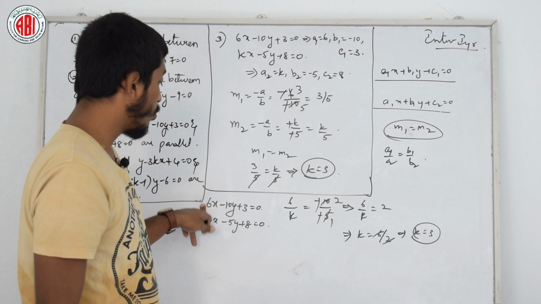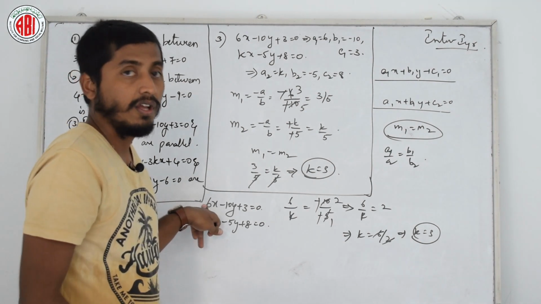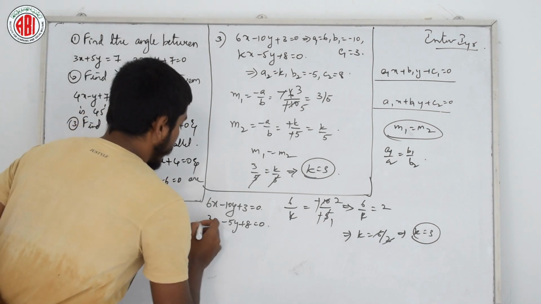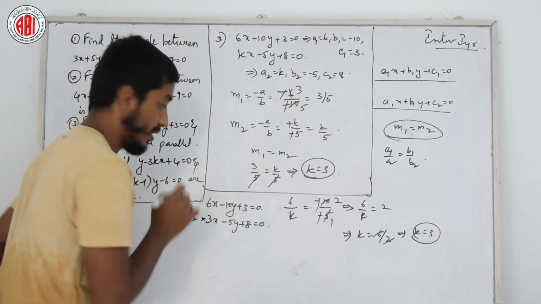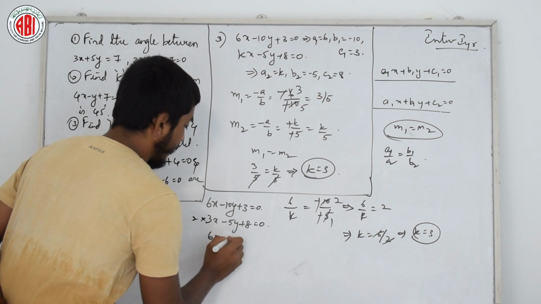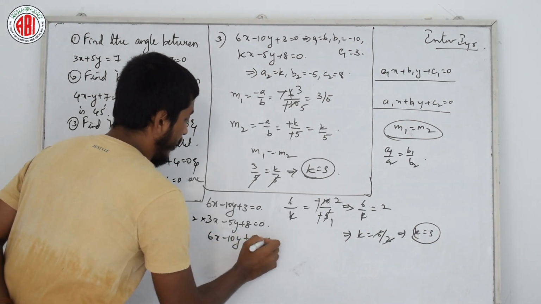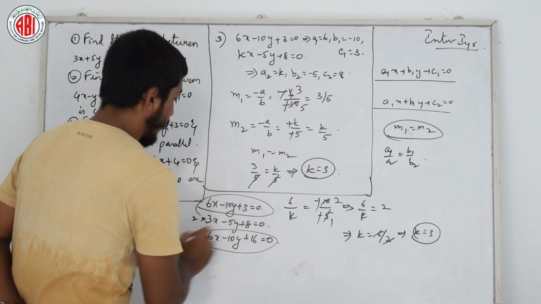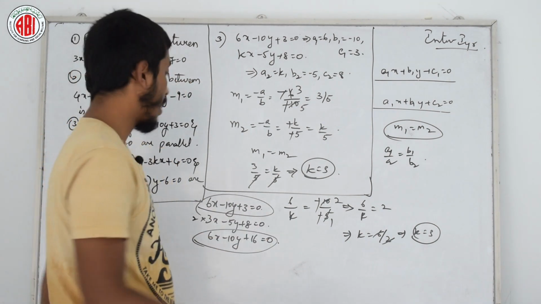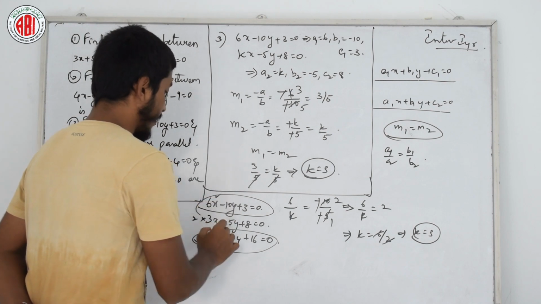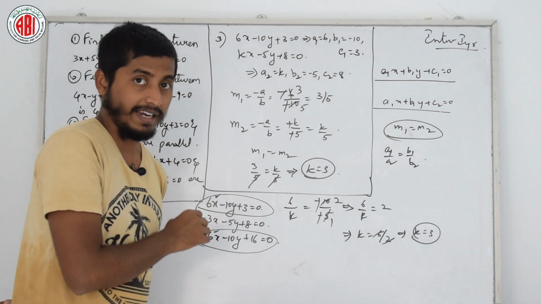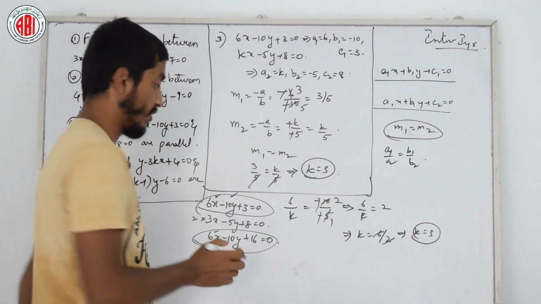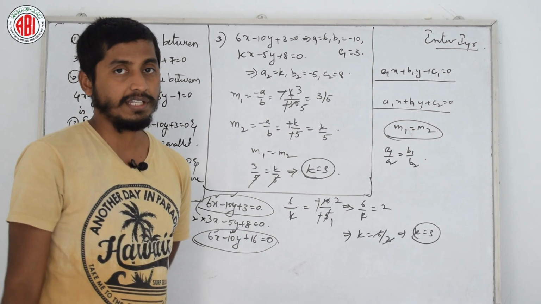Can we take 2 common in the first equation? Or shall we multiply 2 to the second equation? Let us do that. If we multiply 2 to the second equation, it becomes 6x minus 10y plus 16. Is it clear? Now check whether this equation and this equation are parallel. Yes, they are. How? The coefficient of x is equal to the coefficient of x in the second equation. The coefficient of y in the first equation is equal to the coefficient of y in the second equation.